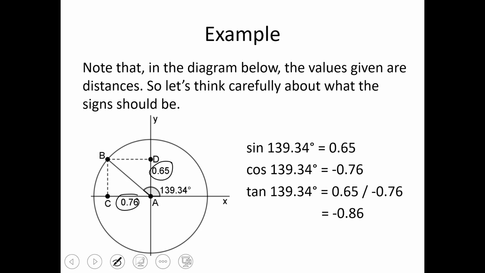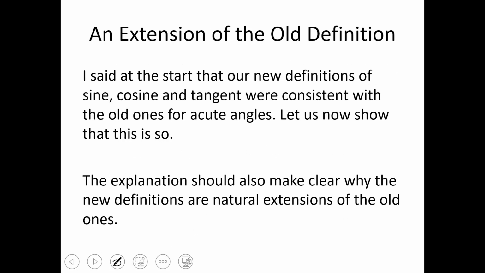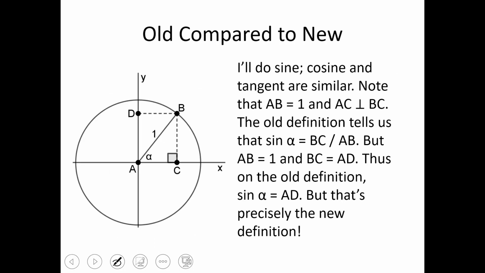So there's an example of how to use the unit circle to evaluate trigonometric functions. And now let's talk a little bit about why our new definitions are perfectly consistent with, and just extensions of, the old definitions. What I mean to say is that if our alpha is acute, that is, between 0 and 90 degrees, the old definitions and the new definitions completely agree. They exactly agree. So let's do that.